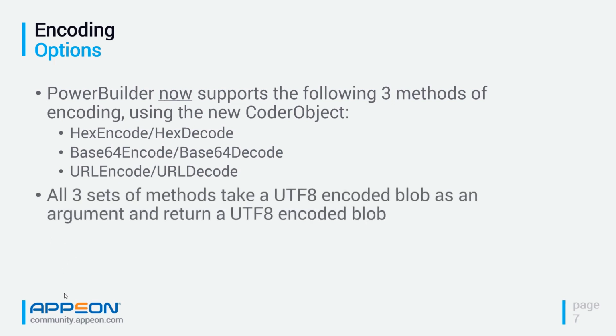Now, something to be aware of is all of these functions take a UTF-8 encoded blob and return a UTF-8 encoded blob. The reason that's important is because if you just run the blob function on a PowerBuilder string, what you're going to get back, if you don't indicate the kind of encoding you want, is UTF-16LE, which isn't going to work for these functions. So you want to make sure that when you're converting between strings and blobs, you specify you want the UTF-8 encoding.